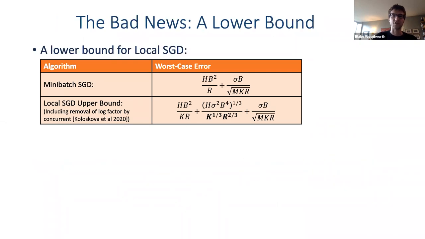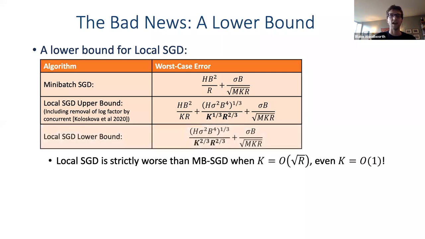So to answer this question, we proved a lower bound on the worst case error of local SGD. And this lower bound actually shows that indeed local SGD really isn't always better than mini-batch SGD. The key term in this lower bound is the first one, which shows that local SGD scales no better than 1/(k^(2/3) r^(2/3)). And when we compare this to mini-batch SGD, we see that surprisingly, when k is sufficiently small, roughly k less than square root of r, this proves that local SGD really actually can be much worse than mini-batch SGD.